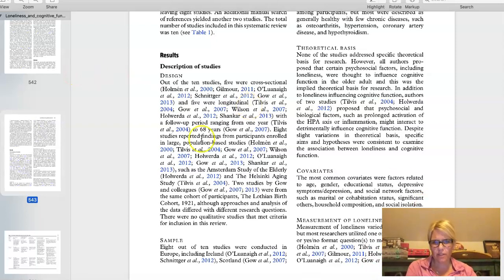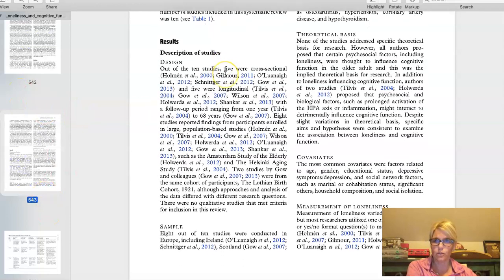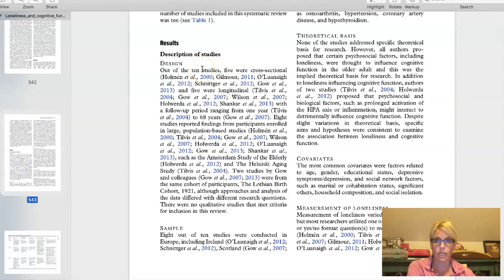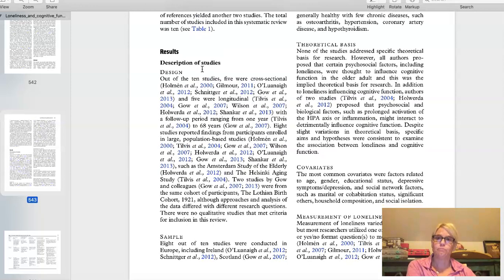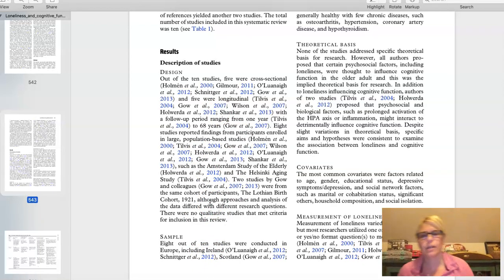So this is a third example, and I can talk to you about this one a little bit more. This is the loneliness paper, and we're on page 543. And so here we have description of studies. So all of these are going to be similar to what you have to do. And so I think you can look at the different examples to really see a template of how you want to do it. But on mine, I just pulled out design.